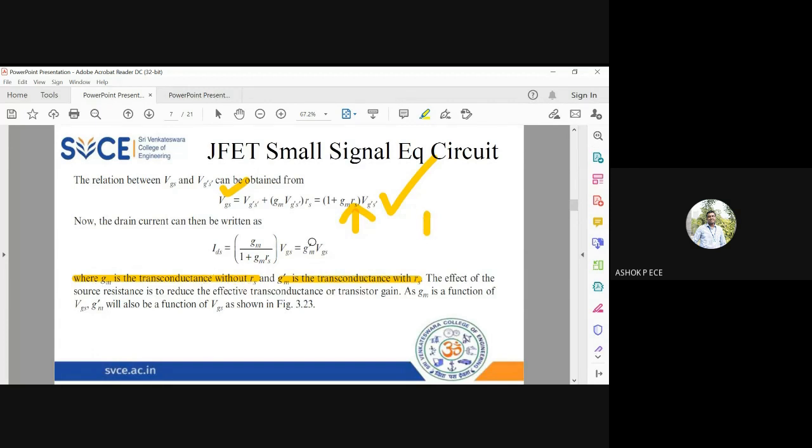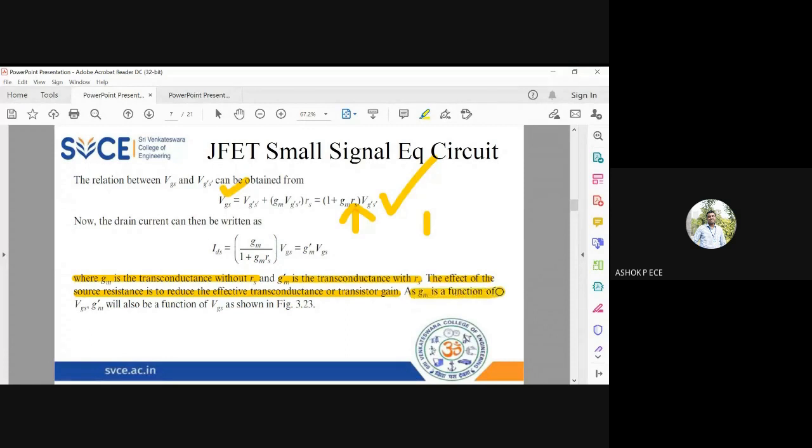So see here, wherever this dash is going to come, it is going to include the effect of Rs. Rs is going to be your source resistance. So the effect of the source resistance is to reduce the effective transconductance or transistor gain. You know that whenever you add a resistor, it is going to dissipate some energy in the form of heat. The actual effective power is reduced, correct? So whenever you are including this Rs, it will reduce the transistor gain because some energy will be dissipated in the form of heat.